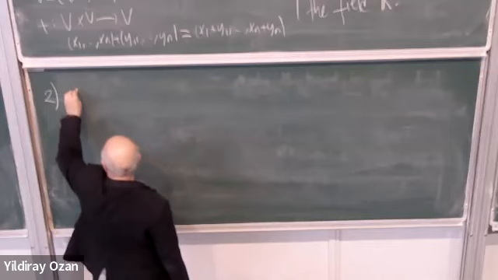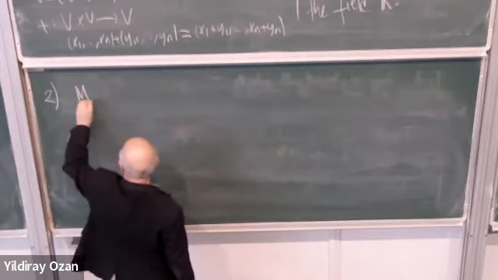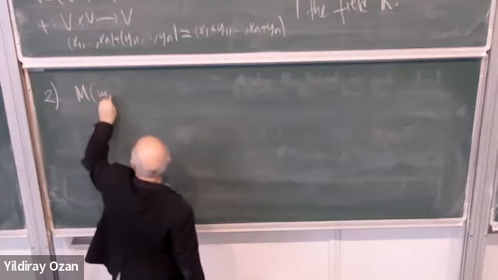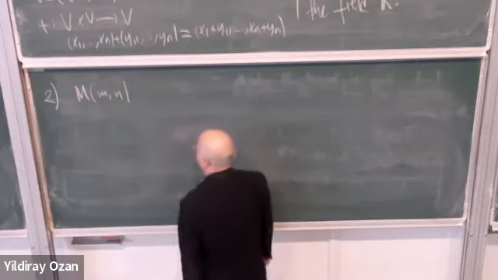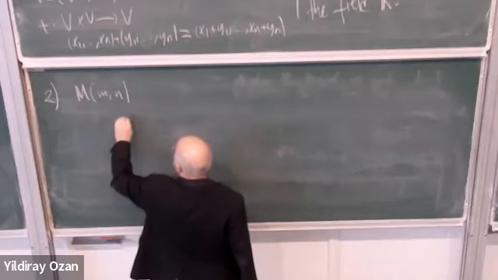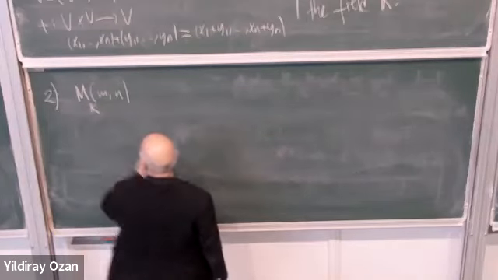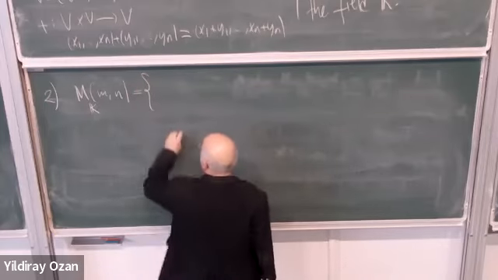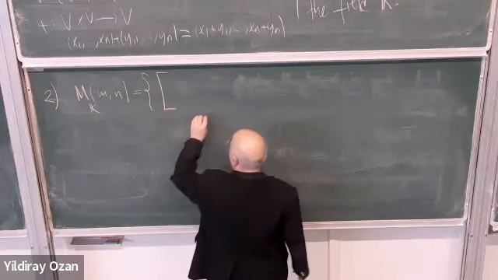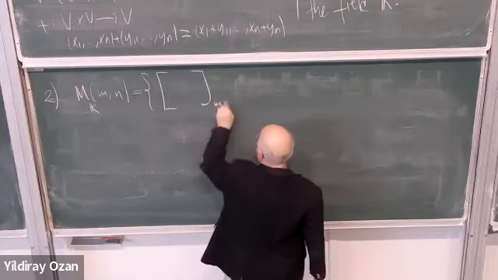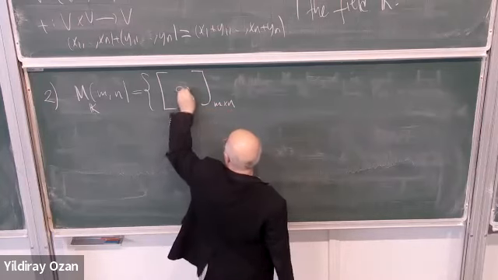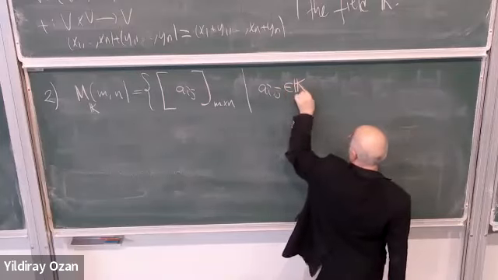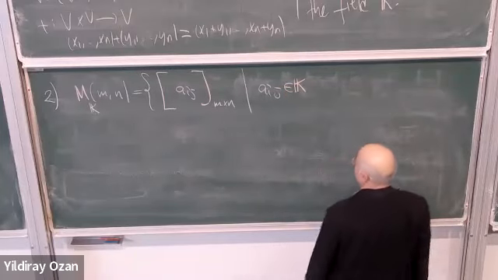We may consider, for example, matrices, let's say m by n. Okay, let me write it like this. So this is the set of all n by n matrices Aij with Aij an element of the field K.